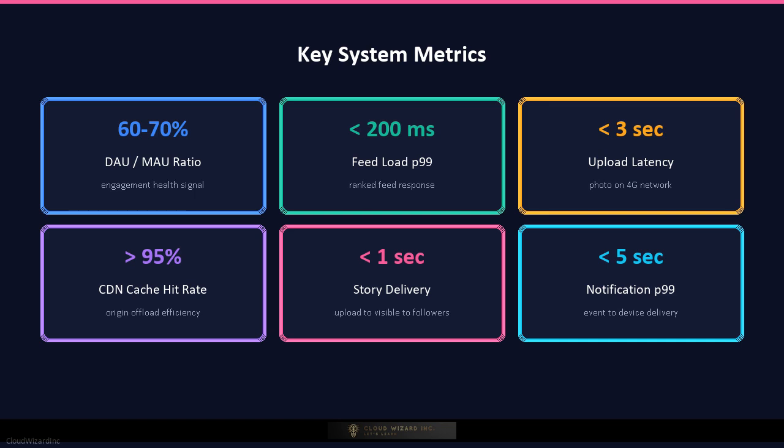Stories delivery latency, targeting under 1 second from upload to visible to followers. CDN cache hit rate, targeting above 95% to minimize origin load. Feed ranking precision, measuring the fraction of top 10 ranked posts that the user actually engages with. Notification delivery latency, targeting under 5 seconds from event to device. Social graph query latency, targeting under 50 milliseconds for follower and following list retrieval. These are the numbers interviewers expect you to reason about when discussing Instagram's scale and architecture.